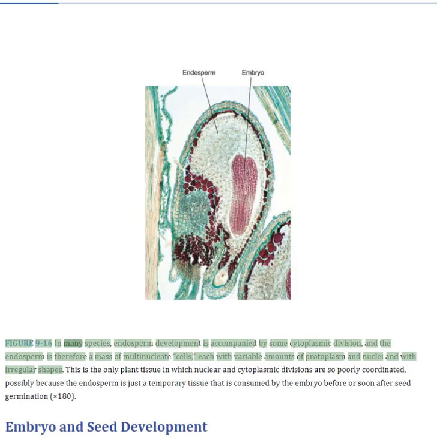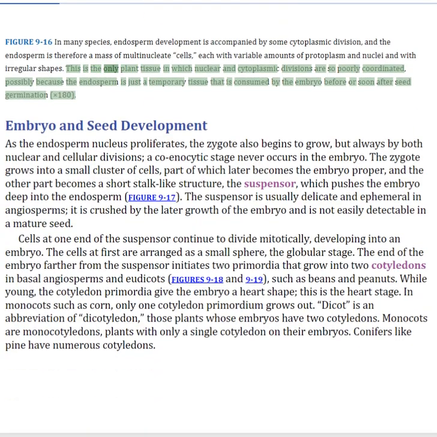Figure 9.16. In many species, endosperm development is accompanied by some cytoplasmic division, and the endosperm is therefore a mass of multinucleate cells, each with variable amounts of protoplasm and nuclei and with irregular shapes. This is the only plant tissue in which nuclear and cytoplasmic divisions are so poorly coordinated, possibly because the endosperm is just a temporary tissue that is consumed by the embryo before or soon after seed germination.